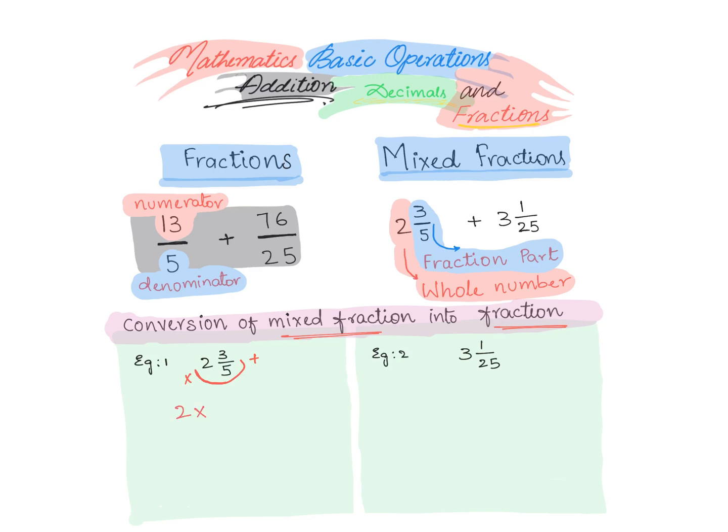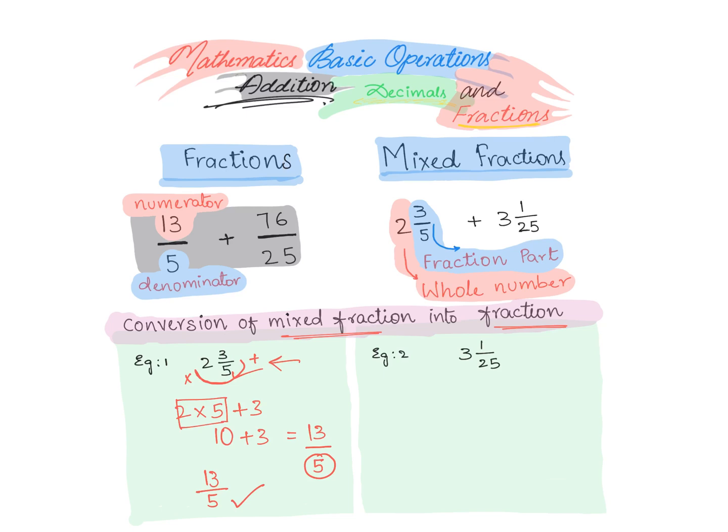2 into 5 plus 3. 2 5s is equal to 10, plus 3, that is equal to 13, right? Yes, 13. And thereafter we write the denominator part. What is the denominator over here? It is the same as in the question, that is 5. So 13 by 5 is the fractional form of this mixed fraction.